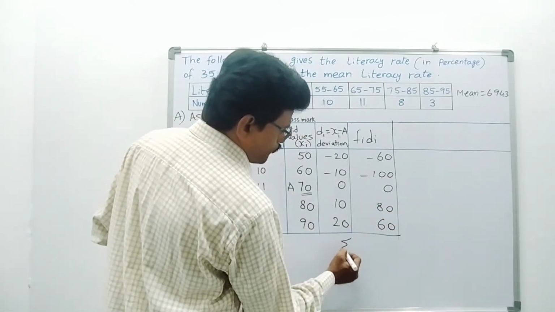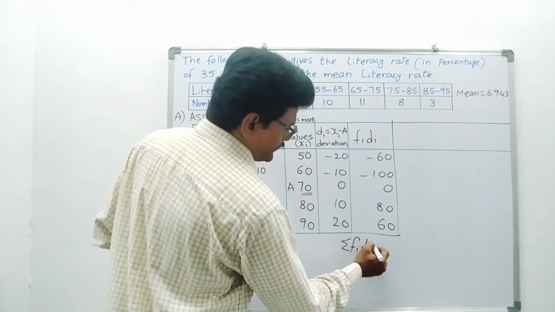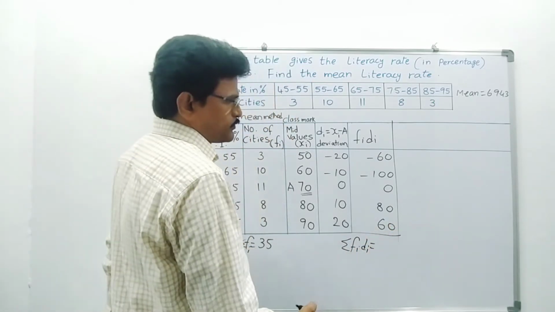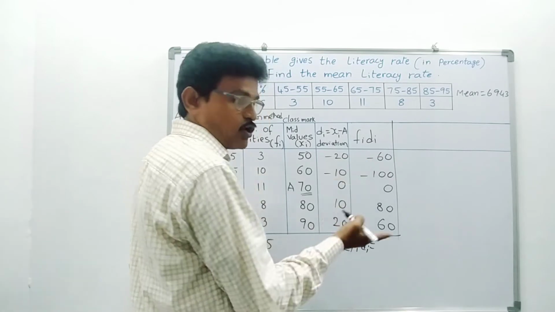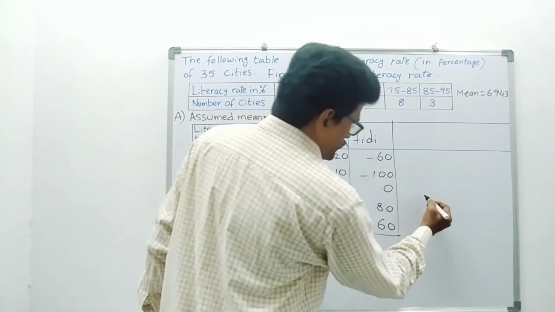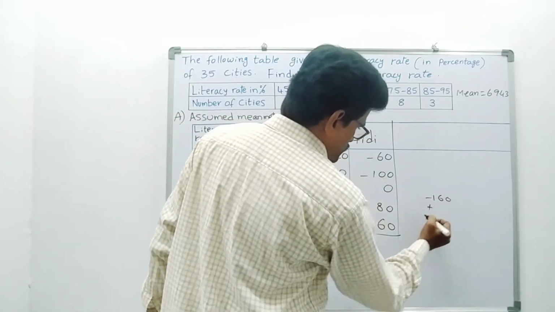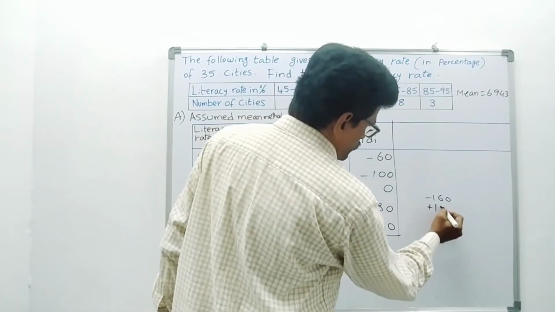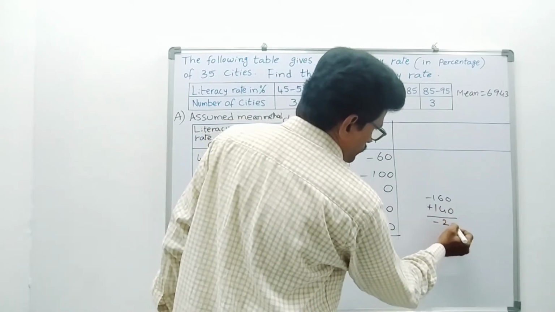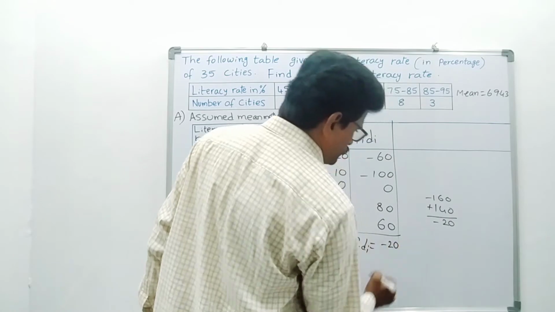Same here also you have to find sigma fi di. What is sigma fi di? Observe here, 160 is the negative value, minus 160. But the positive value is 80 plus 60, 140. So negative is more, minus 20. So you are getting a negative value.